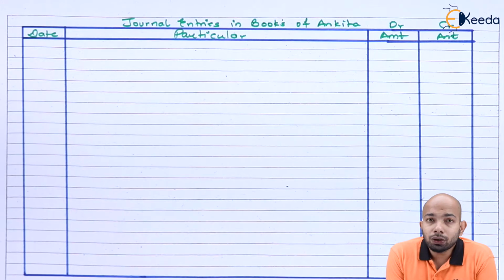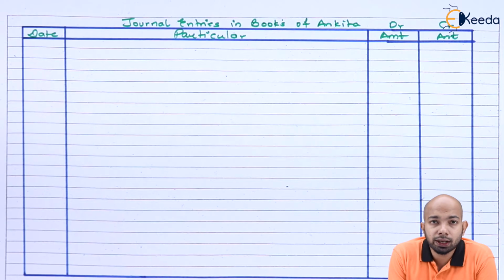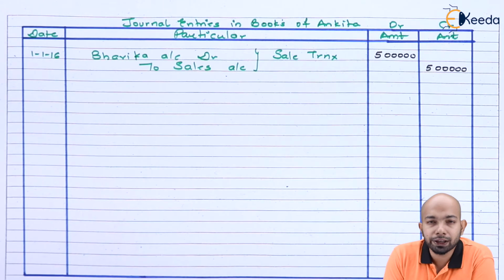Now Ankita is the one who drew the bill. That means she is the seller. So we have to mention the entries in the books of Ankita as the seller. It was on 1st of Jan. Let's start with 1st of Jan then. The first entry was on 1st of Jan, which is Bhavika account debit to sales account for 5 lakh amount.